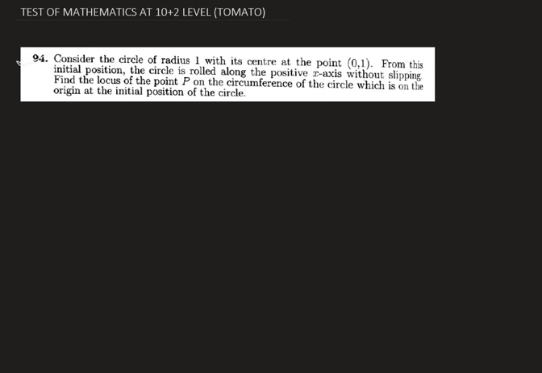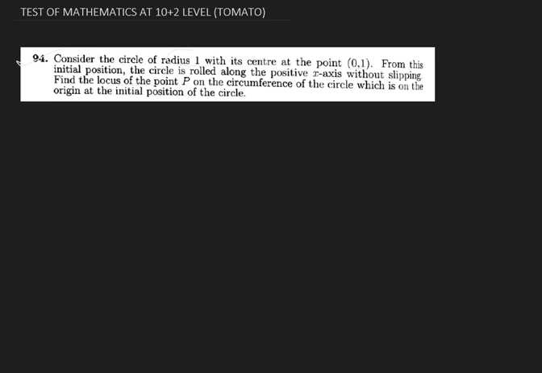So let's see the question. Consider the circle of radius 1 with its center at the point 0, 1. From this initial position, the circle is rolled along the positive x-axis without slipping. Find the locus of the point P on the circumference of the circle, which is on the origin at the initial position of the circle.